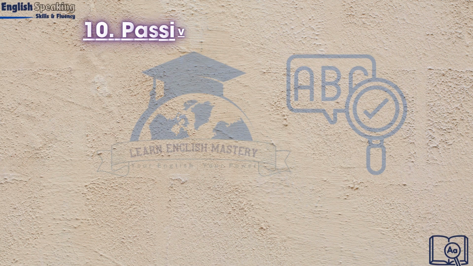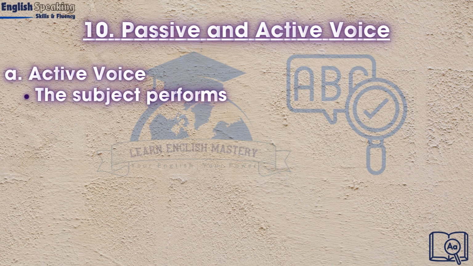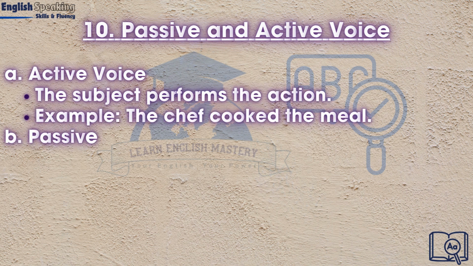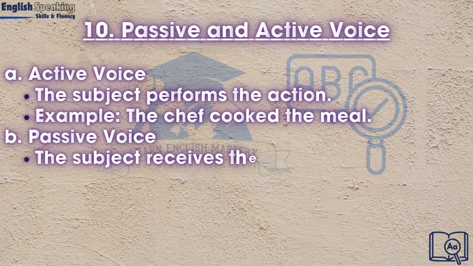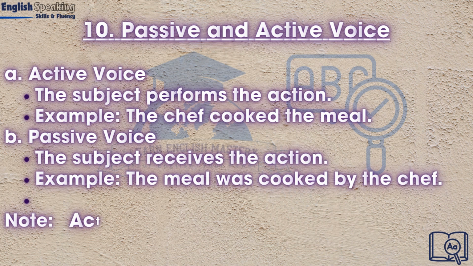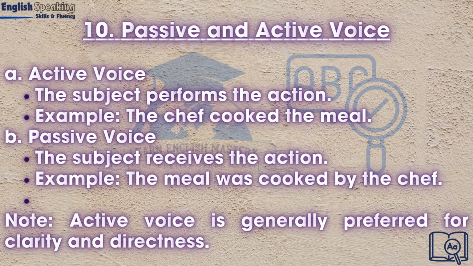10. Passive and active voice. A. Active voice: the subject performs the action. Example: The chef cooked the meal. B. Passive voice: the subject receives the action. Example: The meal was cooked by the chef. Note: active voice is generally preferred for clarity and directness.